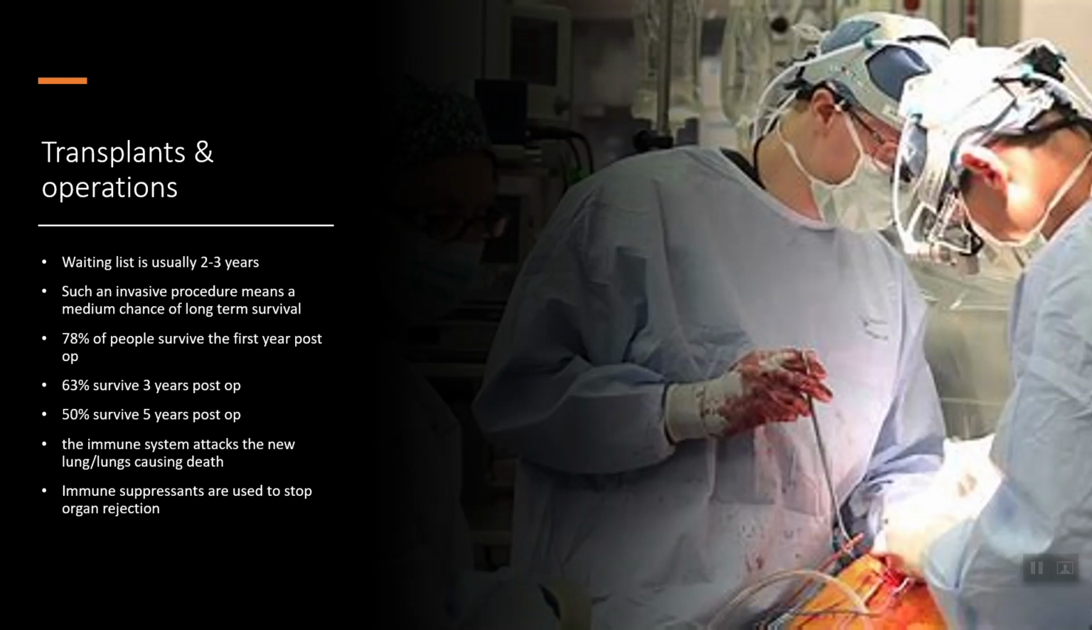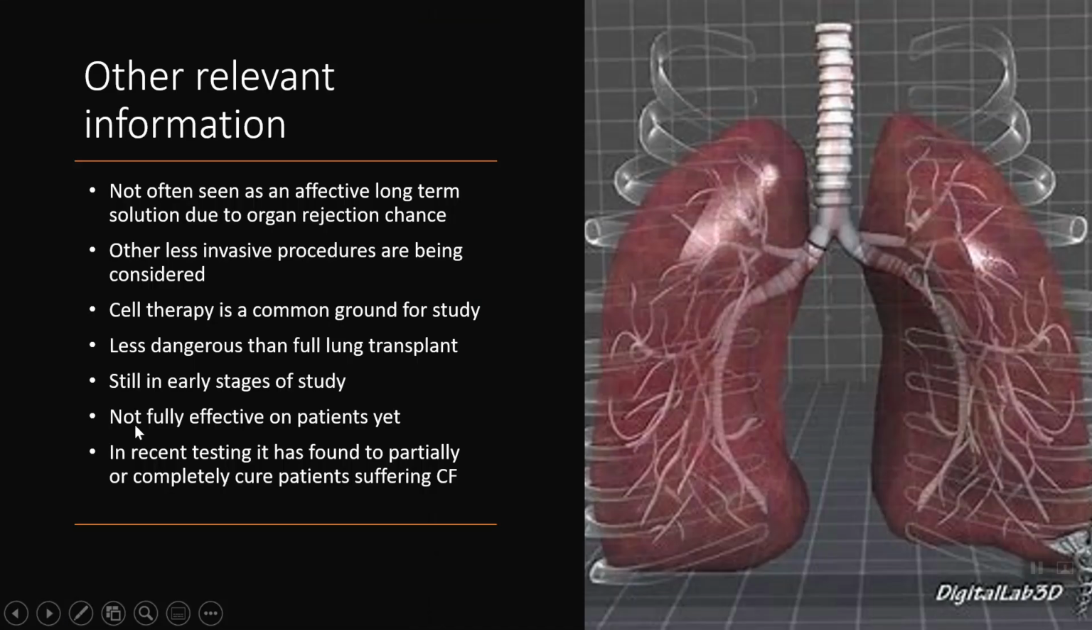This is performed via either one incision on either side of the chest, or one large incision across the entire span of the chest for ease of access. So, some transplant statistics. For the majority of people, the waiting list for a lung transplant is 2 to 3 years, due to the low number of donors within Australia.